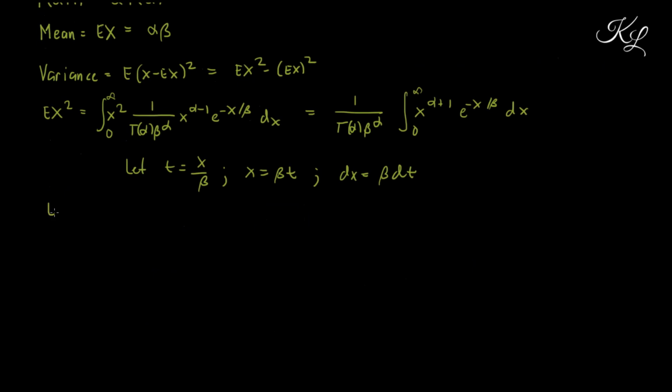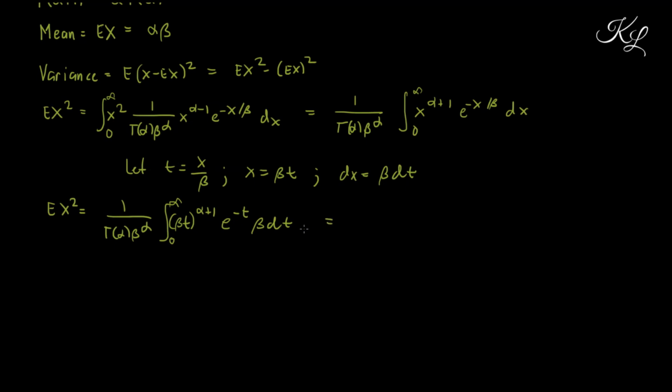Then expectation of x squared is equal to 1 over gamma of alpha times beta raised to alpha, then the integral of, for x, we're gonna use beta t, raised to alpha plus 1, then e raised to, for x over beta, we have t, so negative t. For dx, we're gonna use this one, beta dt. When x equals 0, t is 0, and when x is infinity, t is infinity also. This one is one to one, so we should have no problem with that transformation.